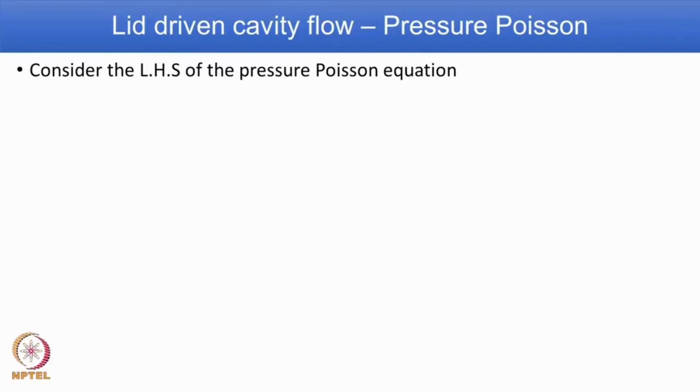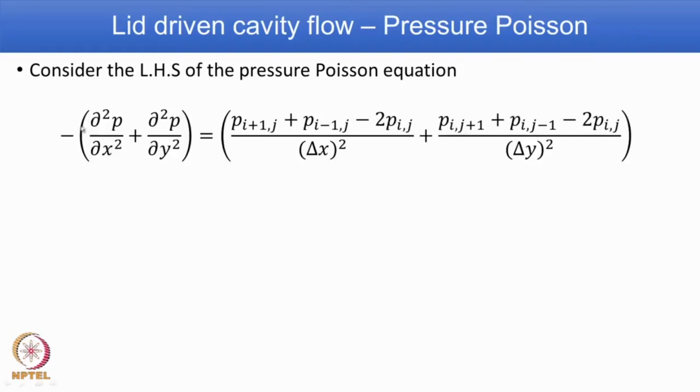So, you consider the left hand side of the pressure Poisson equation, that is minus dou squared p by dou x squared plus dou squared p by dou y squared. Because it is second derivative, we use second order central differential scheme for pressure. So, we get p at i plus 1 comma j plus p i minus 1 comma j minus 2 p i comma j by delta x squared for the first term. Now, for the second term, that is the second derivative in the y direction, we have p i comma j plus 1 plus p i comma j minus 1 minus 2 p i comma j by delta y squared.